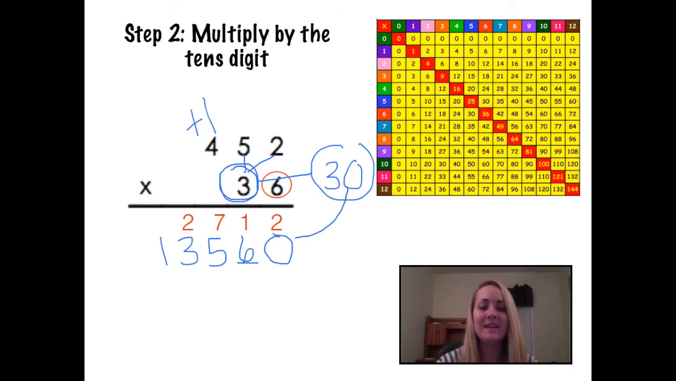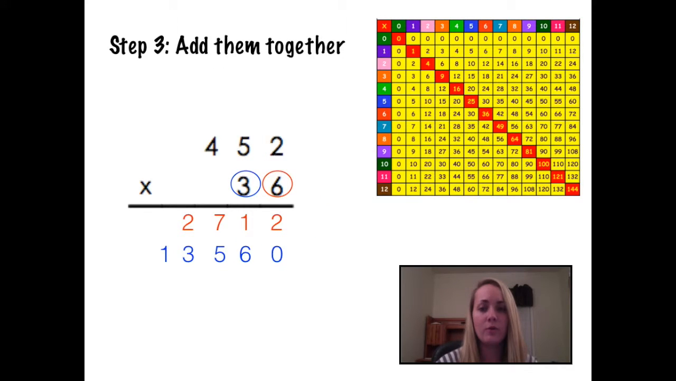Now our last step that we need to do is, let's go to our next slide here. We have all of our work here. The last step is then we are going to add them together. So we're going to put our plus sign right here, draw our line to show that we're adding these together to get our answer here. And now we're just going to add the columns together.